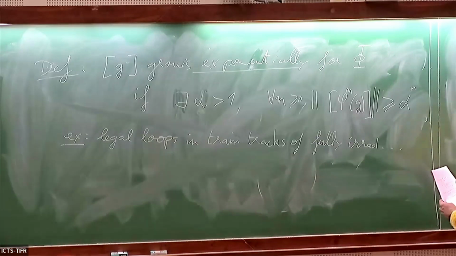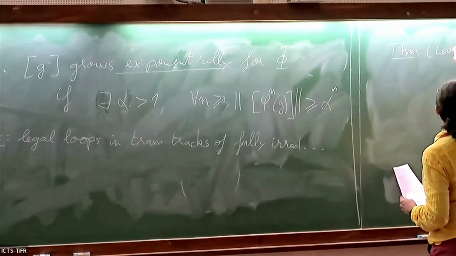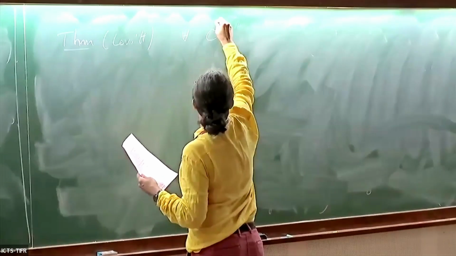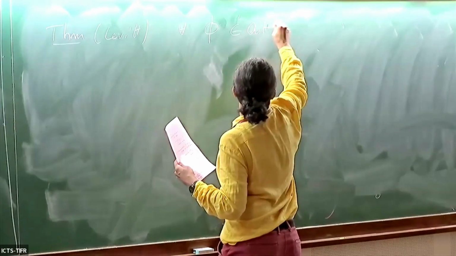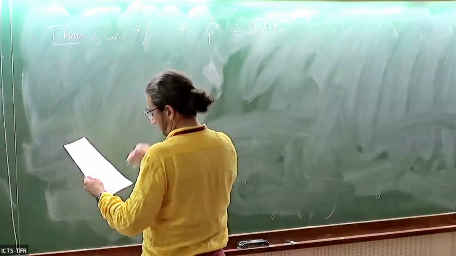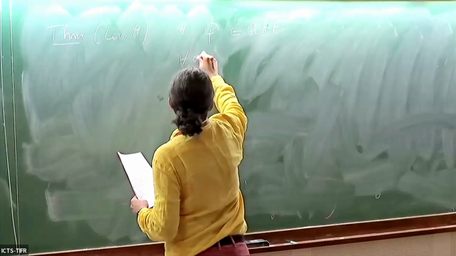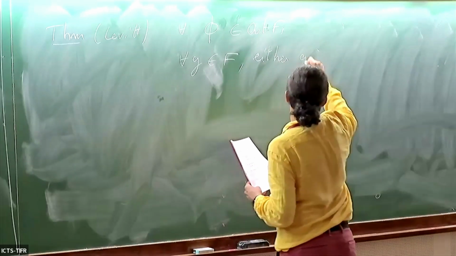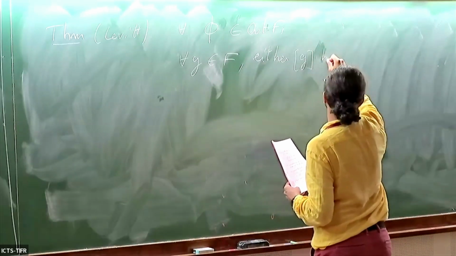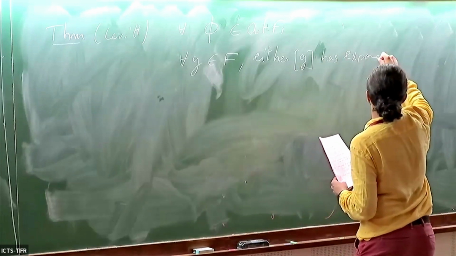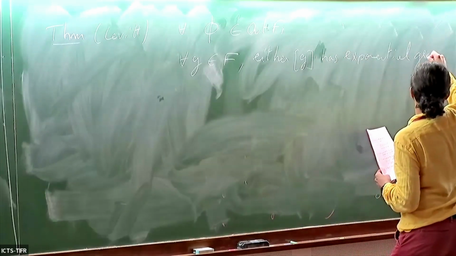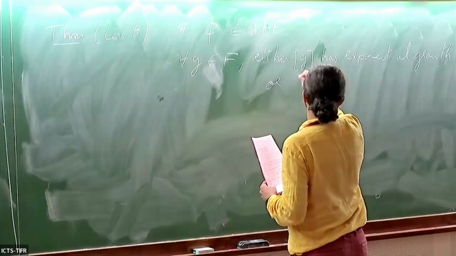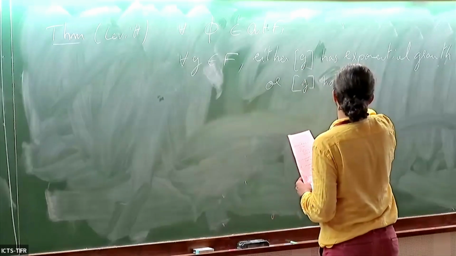So that's a theorem of Levitt, I believe, that for all phi in Out(F), for all G in F, either G has exponential growth or G has polynomial growth.